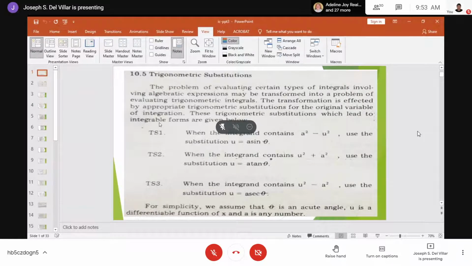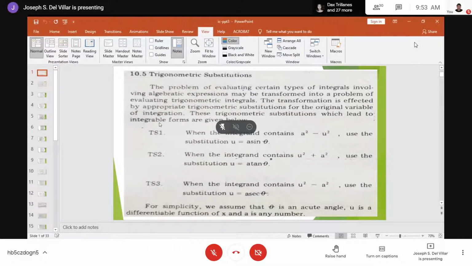And case number two, when the integrand contains u squared plus a squared. This time, the sign is positive between the variable and the constant. Okay? So if the integrand contains u squared plus a squared, where u is the variable and a is the constant again, this time the substitution is let the variable be equal to a tangent theta. So let the variable u or x be equal to a, which is the constant, times the tangent of the angle theta.